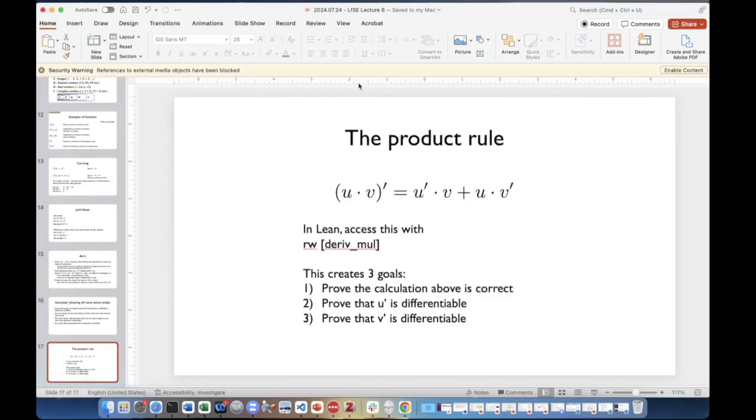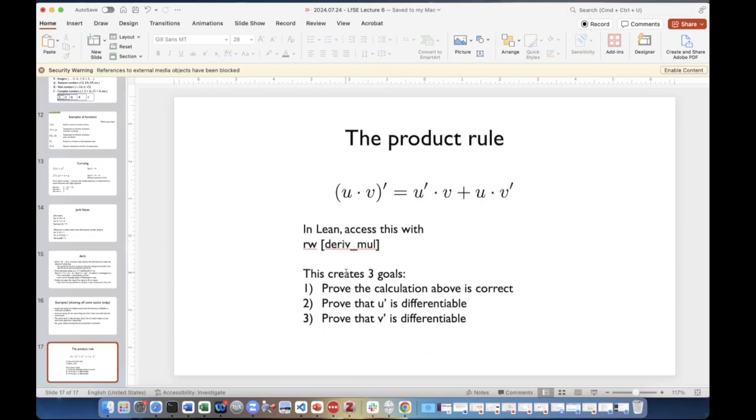Not the chain rule, the product rule. Okay. So the rest of the examples, before we get to a physics example, is the product rule. So how do I do differentiation of u times v prime? Well, as you may remember from calculus 1, we can do u prime times v plus u times v prime. And in Lean, we can access this with a rewrite and this theorem from Mathlib.